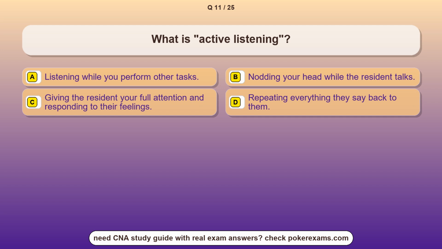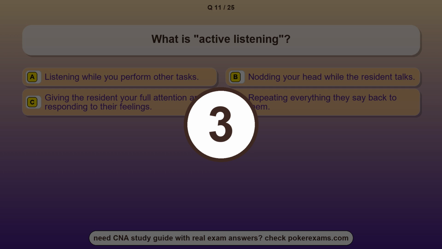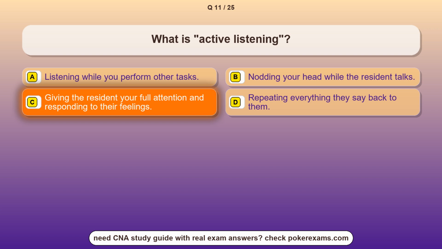Question 11. What is active listening? Option A, listening while you perform other tasks. Option B, nodding your head while the resident talks. Option C, giving the resident your full attention and responding to their feelings. Option D, repeating everything they say back to them. The correct answer is option C, giving the resident your full attention and responding to their feelings.